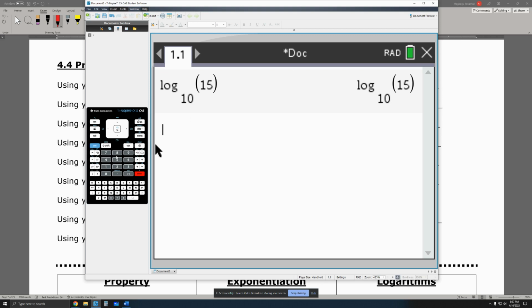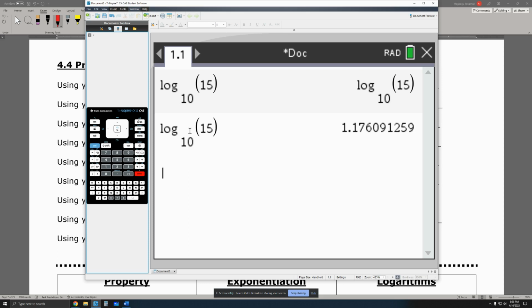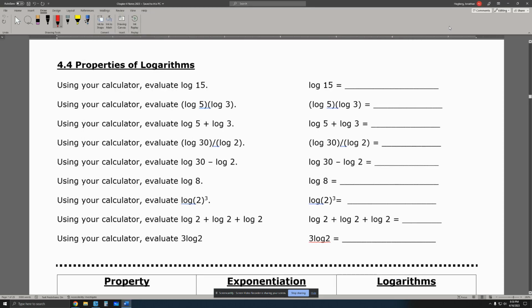If you're looking for a specific logarithmic base, you can hit control and then this 10 to the x. That's going to open up your log, where you can type in your logarithmic base. You can also just skip over that box, and then your calculator is going to assume that it's a common log. So log of 15, if I hit control and enter, is going to give me a decimal approximation of 1.176. Let's fill in that answer. It's about 1.176.